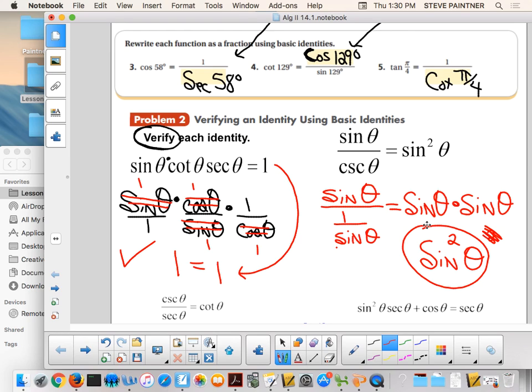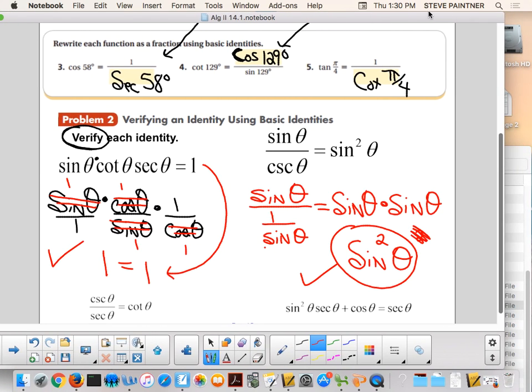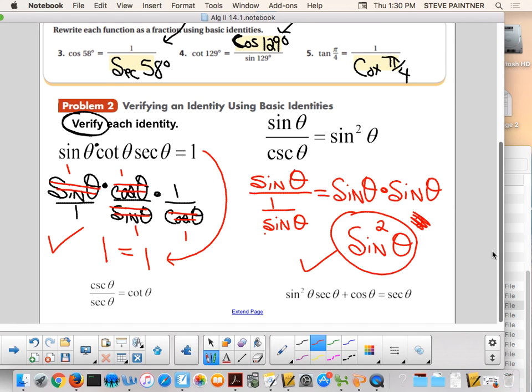So, did I prove it? Yes, I proved it. Once you prove the left side is equal to the right side, you're done. You're just proving what they're trying to tell you. Keep going.